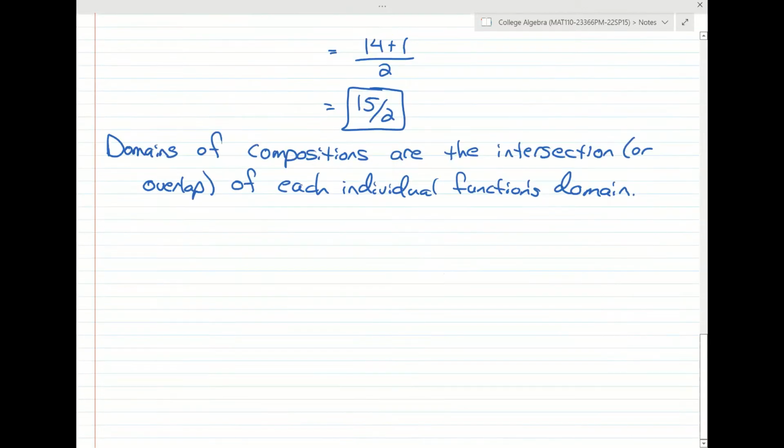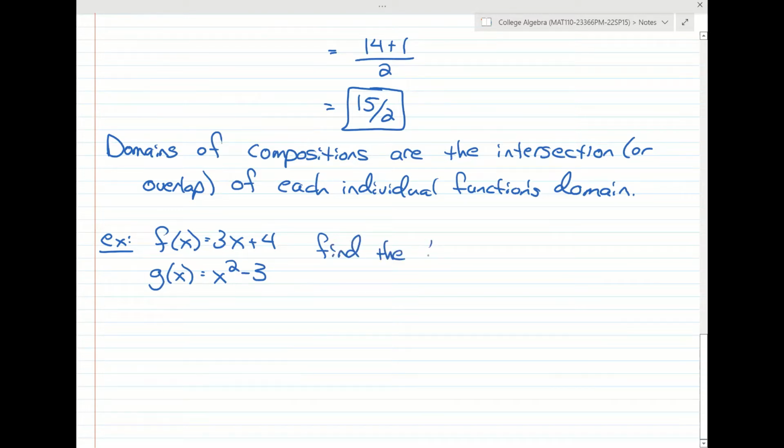So let's take a look here. If we said f of x is equal to 3x plus 4 and g of x is equal to x squared minus 3, I'm going to ask you to find the following and give their domains.